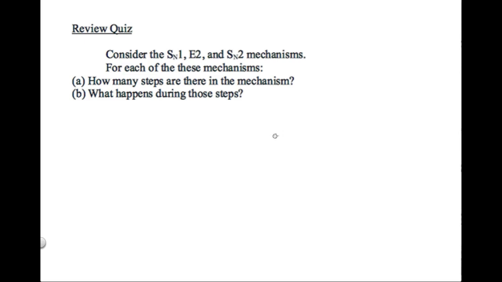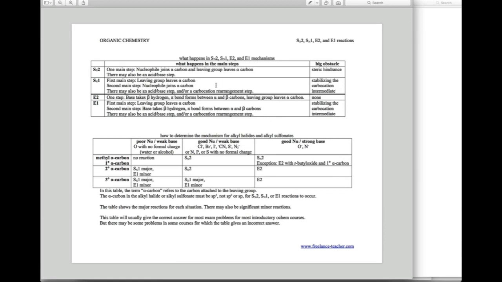Let's try a review quiz. Please pause the video and try this problem. I encourage you to write out your answers for this problem. I hope you tried that. Well, the answers to that problem can be found in the handout.